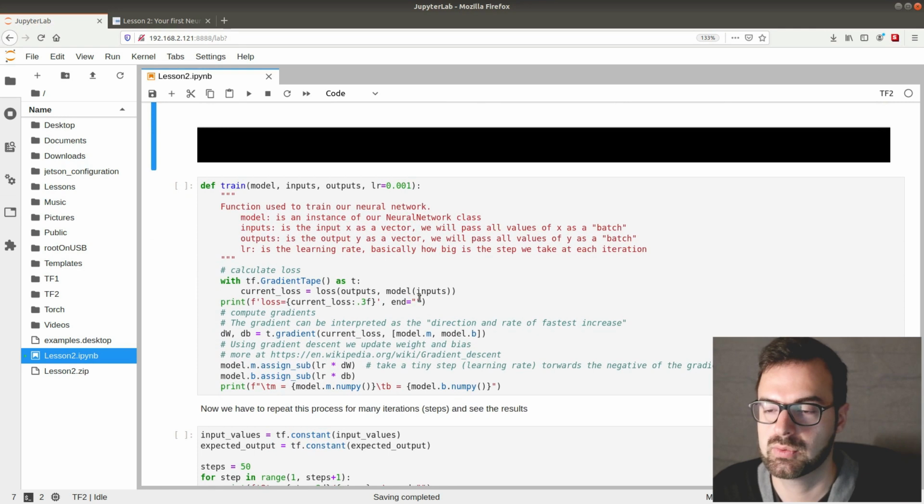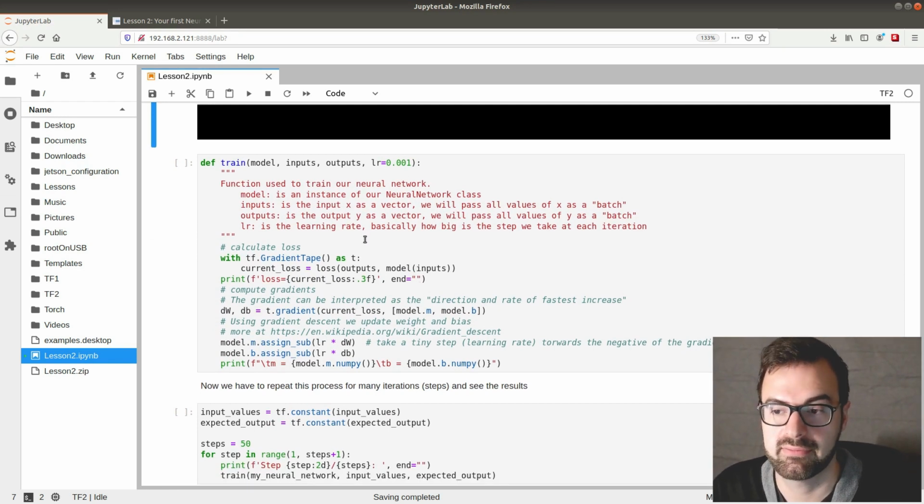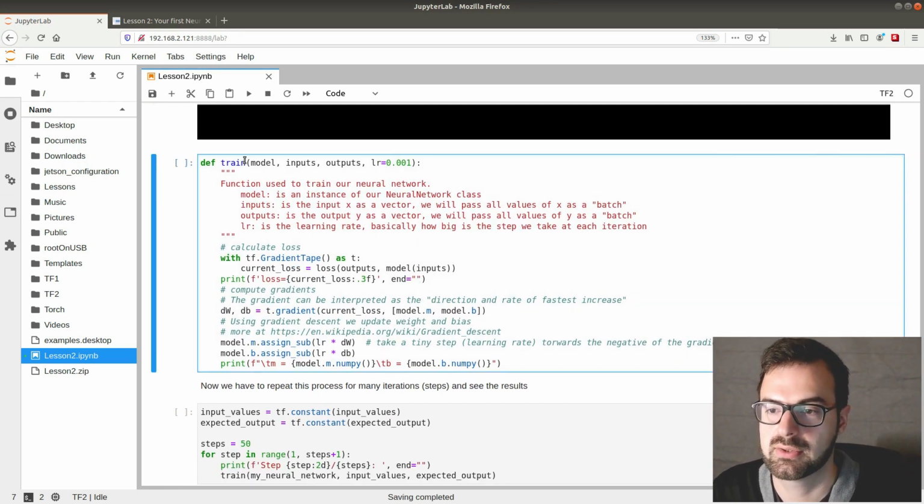Okay, now it's time to design our training function. Our training function takes the model as an input, so the instance of our neural network class. Then the inputs, so our x's as a vector, so that we can use it as a batch. Same for outputs, which is our y, again as a vector, and then a parameter, which is the learning rate.